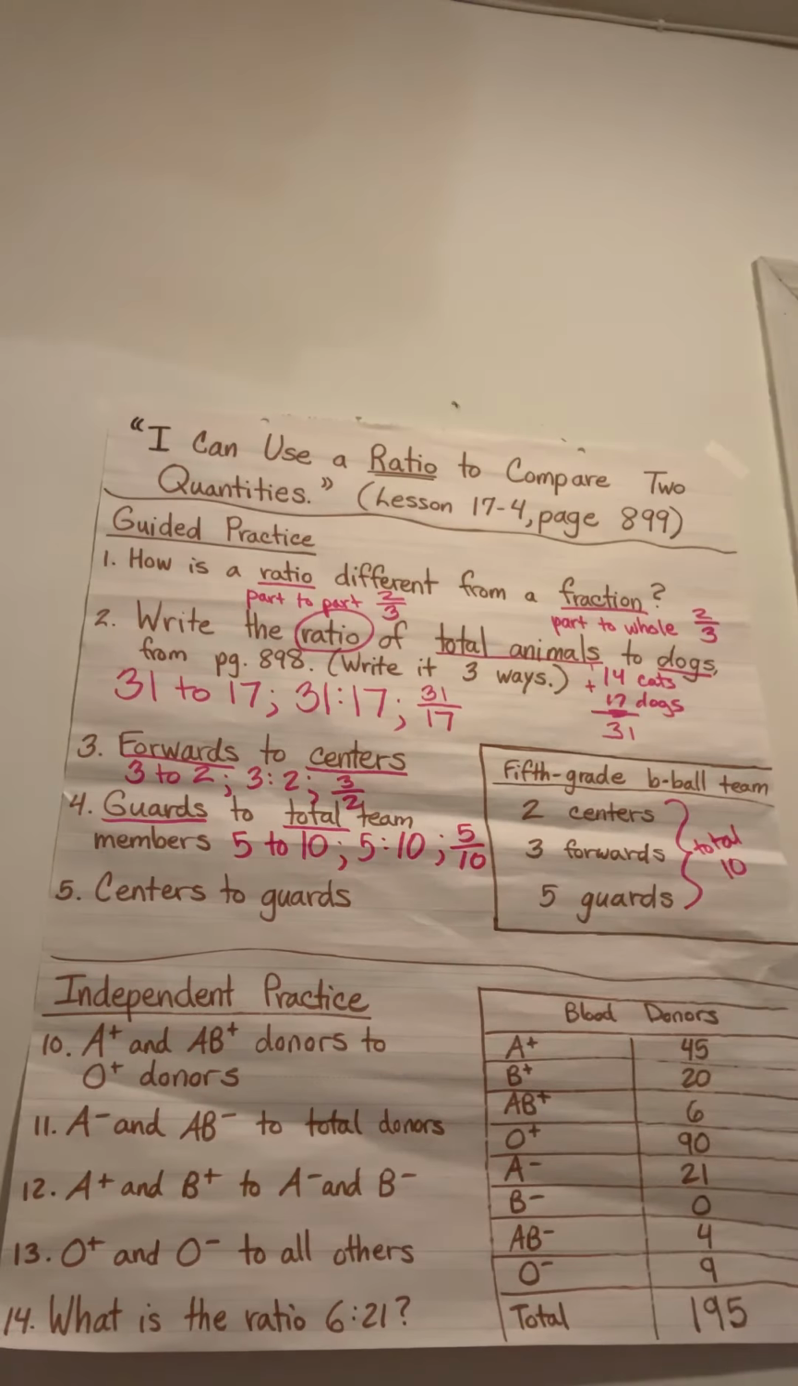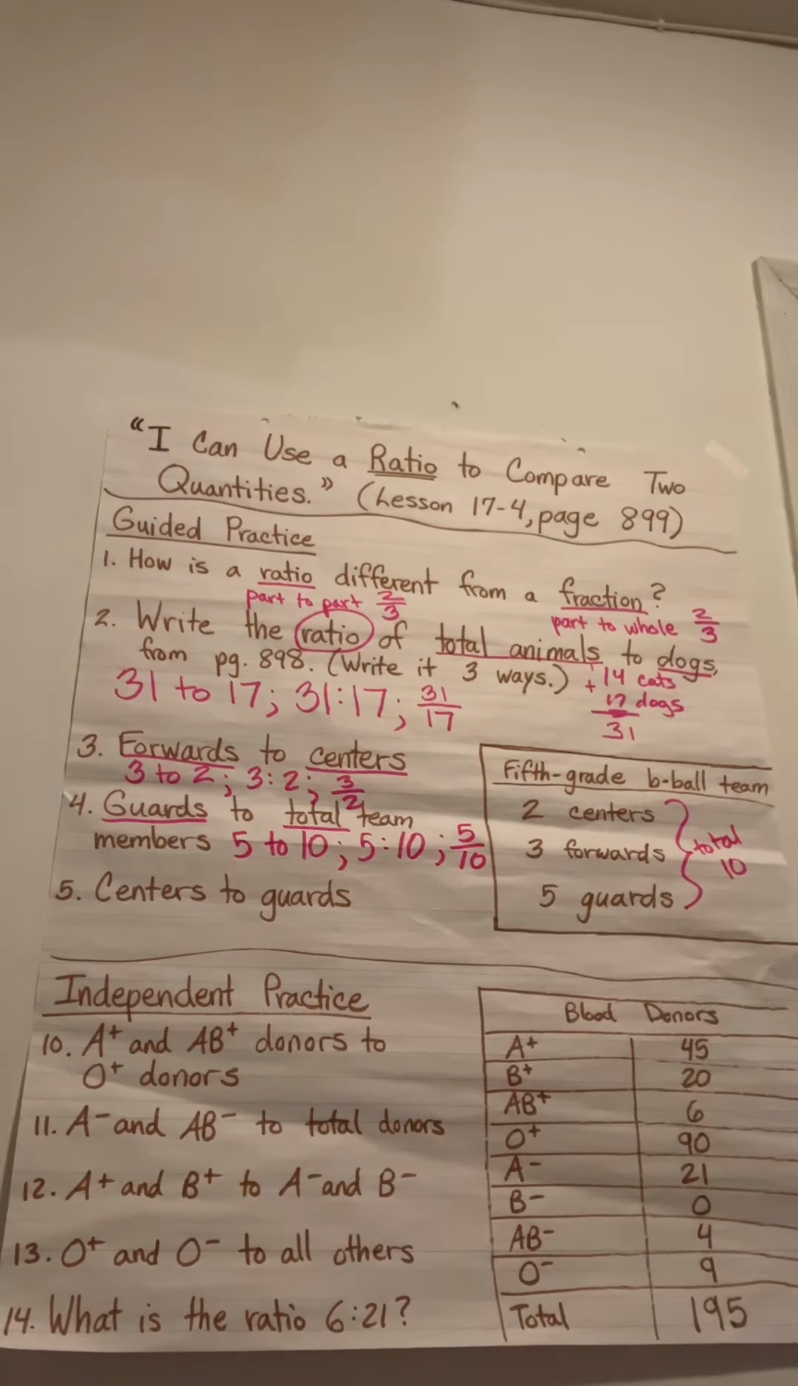Once I get into my head that I need to make sure that the order is the same as what they're asking for, and that those are the 3 different ways I could do it with the word to, the colon, or the fraction form, then this is pretty easy, right? Everything is flowing along nicely.